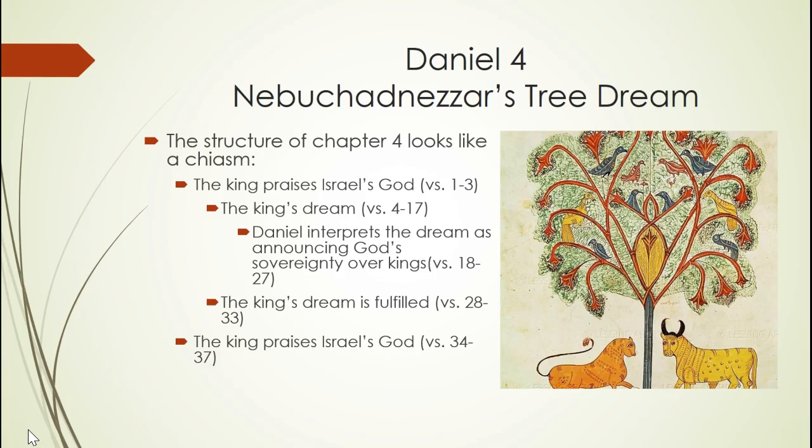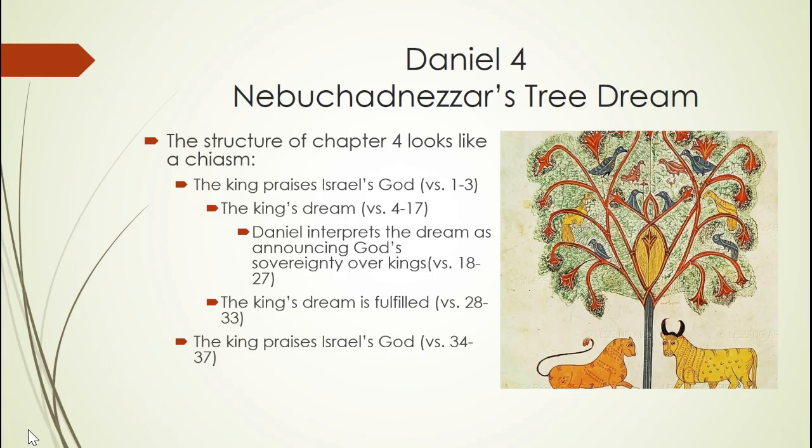Then C is verses 18 through 27, where Daniel interprets the dream as announcing God's sovereignty over kings. Then you have B prime, which is the king's dream is fulfilled. That relates to what was in B, the king's dream. And then A prime, which is the king praises Israel's God, verses 34 through 37, which again relates back to verses 1 through 3.